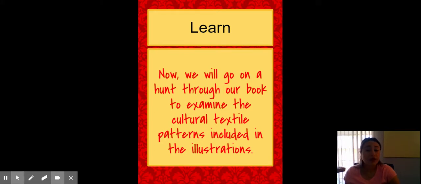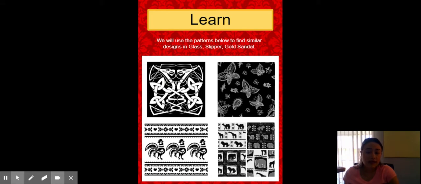Now, we are going to go on a hunt through our book to examine the cultural textile patterns included in the illustrations. You'll see what I mean with cultural textile patterns. Let's go ahead and start. These are some cultural textile patterns. We will use the patterns below to find similar designs in Glass Slipper, Gold Sandal. So we're going to use these patterns to compare them to some patterns in the book. You can look at them for a while.